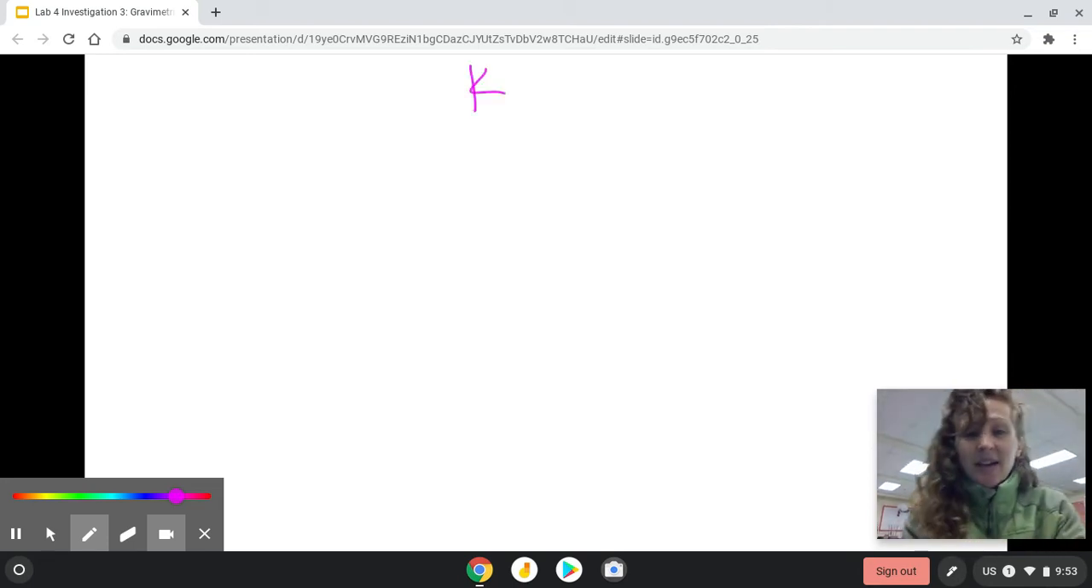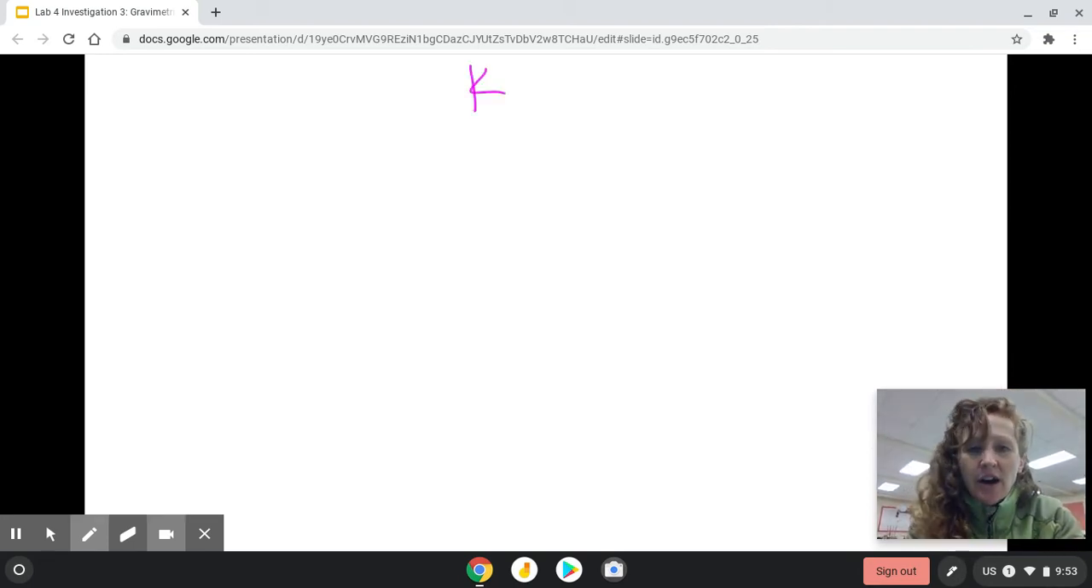Hey, AP Chem, I want to take a minute and introduce you to the term K in a very simple way. Now, we're not going to talk about all the ins and outs of K right now. We will talk about K later when we get to the equilibrium chapter. But for now, I just want to give you a functional view of K so that you can apply it in this lab.